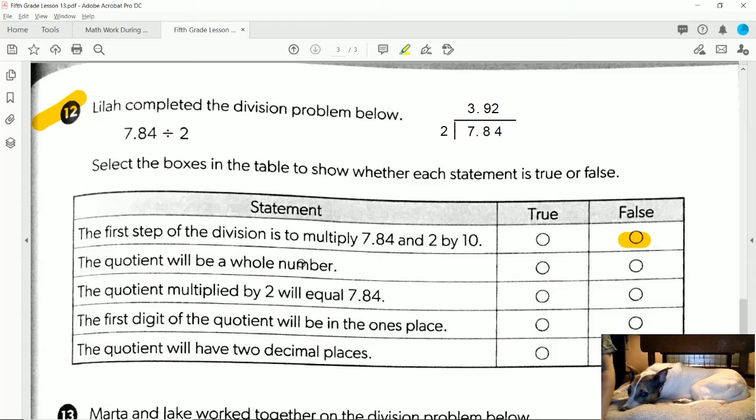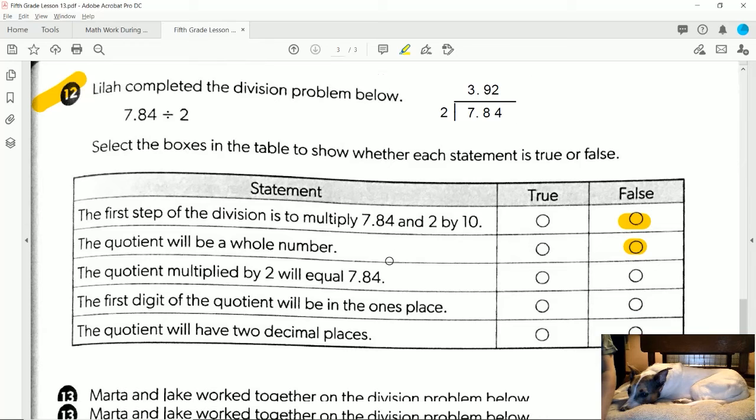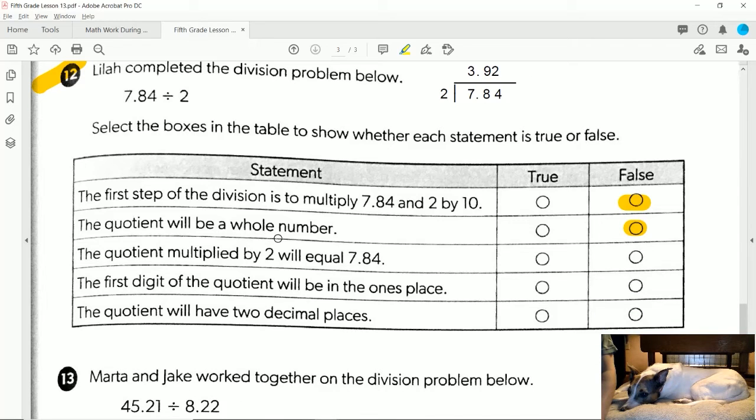The quotient will be a whole number. I can go ahead and show you that that is not going to be true because a whole number would not have a decimal value after it. There will not be a remainder because we are working with a decimal value. The quotient multiplied by 2 will equal 7.84. If you get a quotient that you can't multiply by the number that you divided by to get back to the starting number, then you have made a mistake in your work.